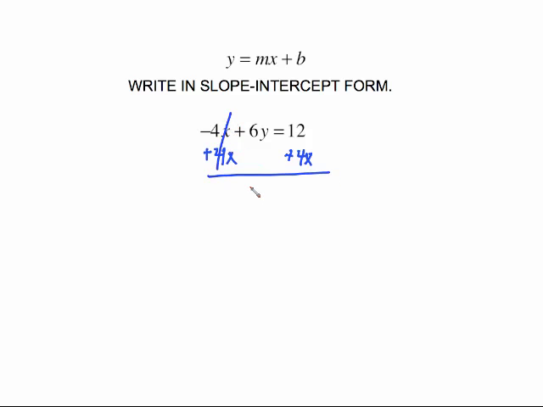These x's cancel. We have 6y equals 4x plus 12. Divide everything by 6. These cancel. You do need to reduce this. 4 over 6 reduces to 2/3. And 12 divided by 6 is 2. So that's just the first video on switching the forms because it's important for you to be comfortable with both of those forms.